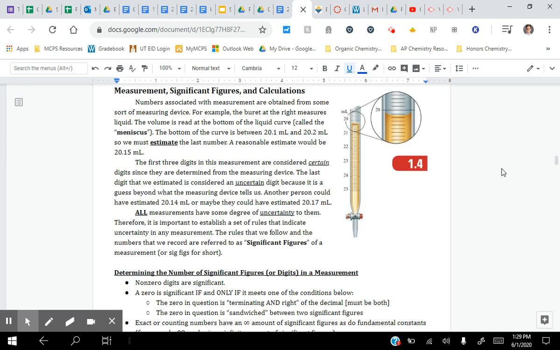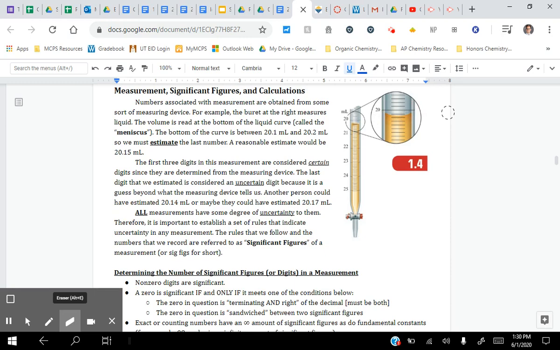So sig figs is the abbreviation. You may have heard of these before. Numbers associated with measurement are obtained from some sort of measuring device. For example, the burette at the right measures liquid. The volume is read at the bottom of the liquid curve called the meniscus. That is something you will need to know because you need to know how to read glassware correctly. So the meniscus, here's the bottom, this bottom curve that they're referring to.